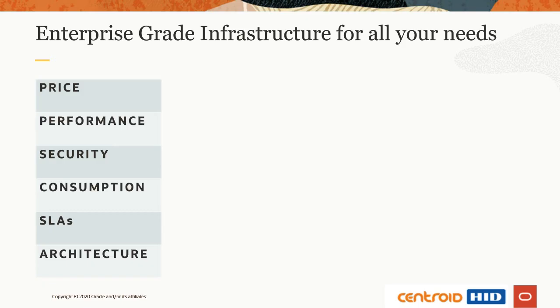Okay, so let's talk a little bit about Oracle's infrastructure cloud. And again, there are a number of infrastructure cloud vendors out there. Everybody offers compute, network, storage, multiple availability domains and regions and so on. But generally speaking, what I find is that if you're a consumer of infrastructure, there are probably 6 tenets that are important for you. Price, performance, security, consumption, service level agreements, and architecture.